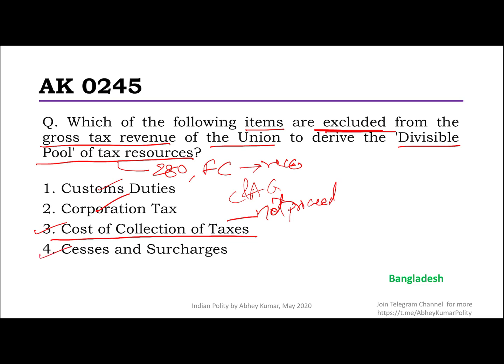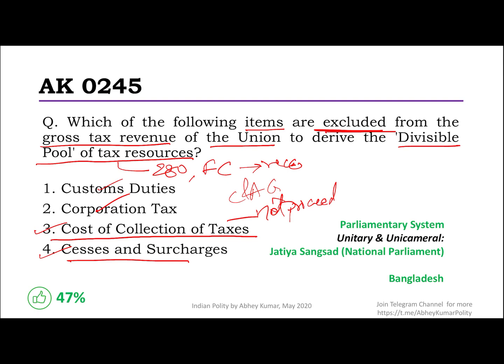Then cess and surcharges, excuse me, I'm sure you can recall that cesses and surcharges are not shared, they belong to the union completely, and that's also the controversial area, because you see there is a lot of focus by the union government to impose cesses and surcharges. Anyway, for the purpose of this question, 3 and 4 is what will be taken out of the divisible pool.